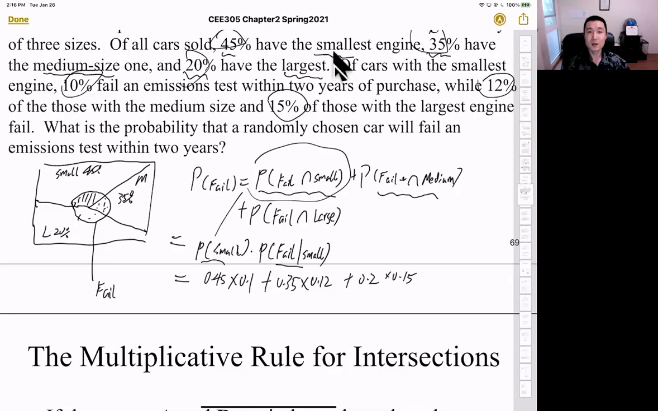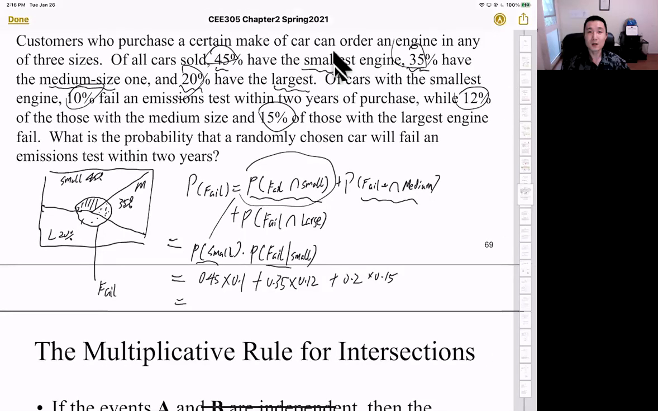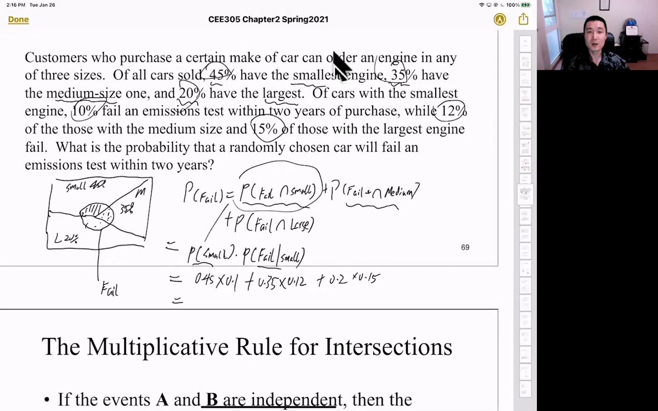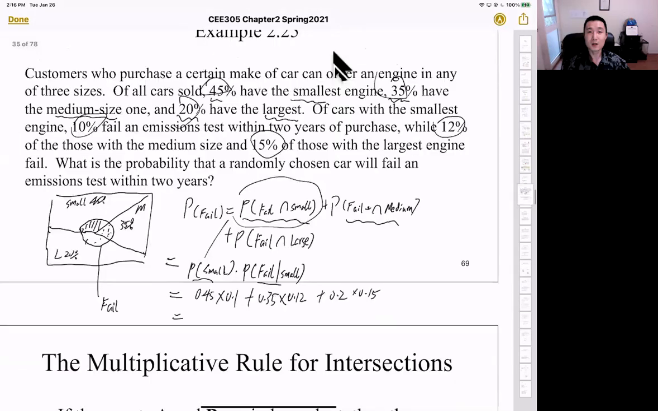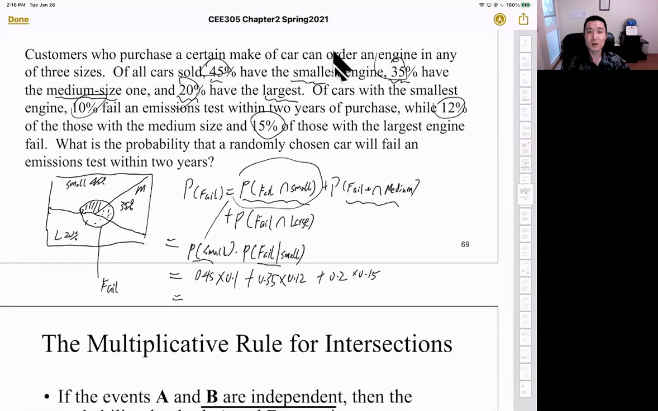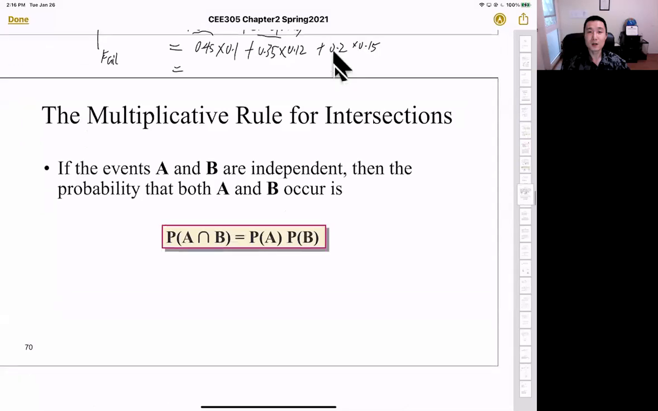Okay, that is one example of total probability. So the condition for that is the events are mutually exclusive and exhaustive. Okay, in this case, engine sizes are mutually exclusive and exhaustive. Okay, so that's the two basic conditions before we can use the law of total probability. All right. Any questions before we continue?